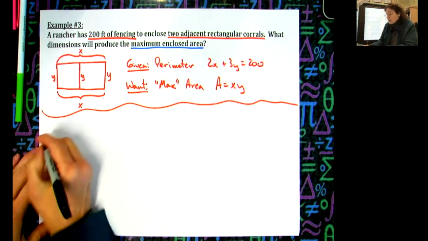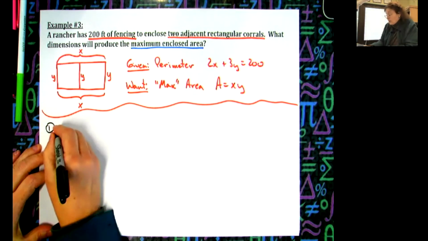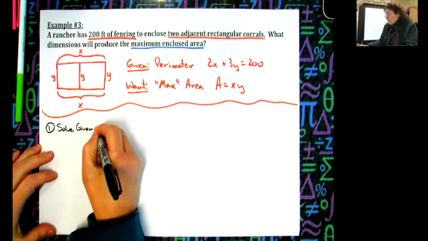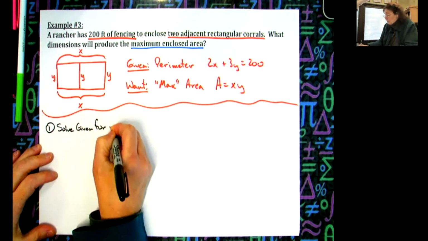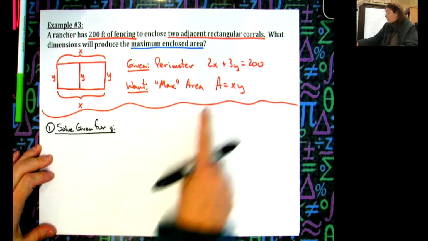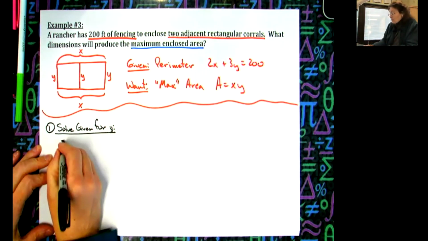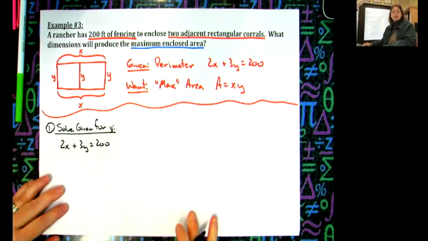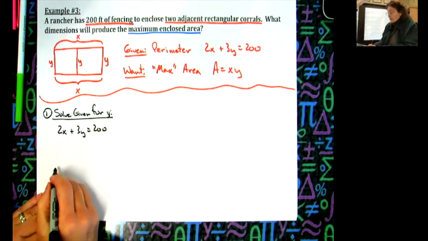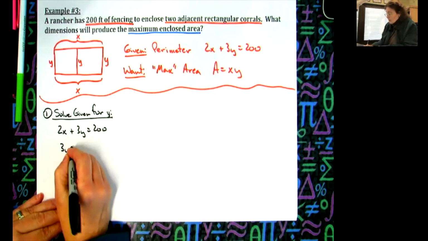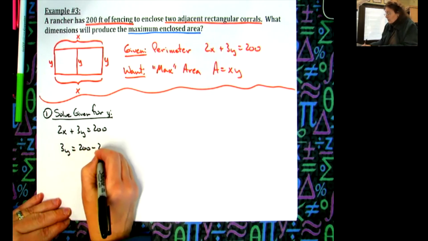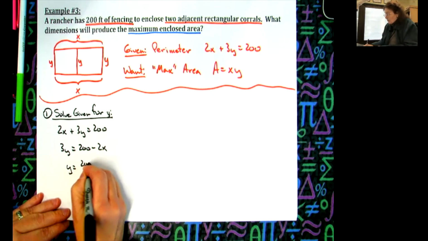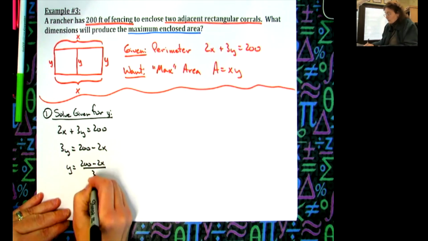Now we've got our 6 steps. Our step 1 was solve given for y. So I'm going to take that given equation that I wrote: 2x plus 3y equals 200. I'm going to solve for y. So subtract 2x from both sides: 3y is equal to 200 minus 2x. Now I'm going to divide both sides by that 3. Y equals 200 minus 2x all over 3.